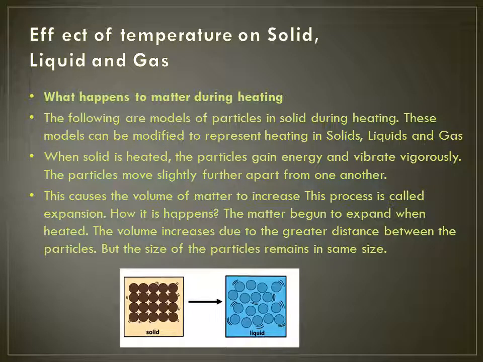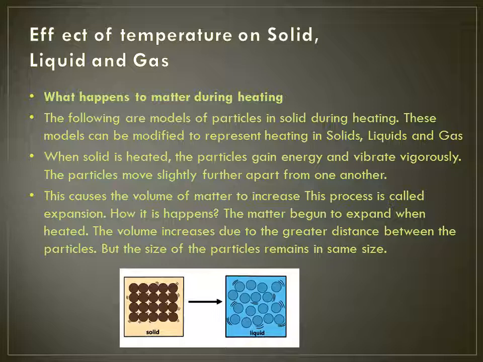Effect of temperature on solid, liquid and gas. What happens to matter during heating? The following are models of particles in solid during heating. These models can be modified to represent heating in solids, liquid and gas. When solid is heated, the particles gain energy and vibrate vigorously. The particles move slightly further apart from one another. This causes the volume of matter to increase. This process is called expansion.